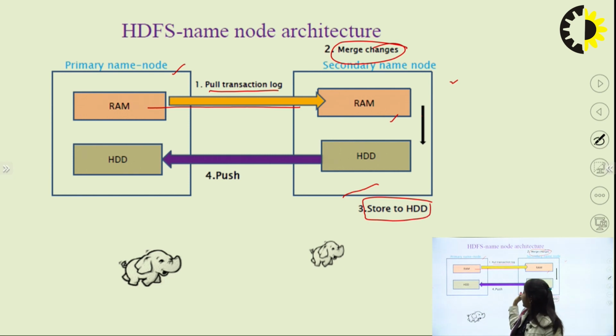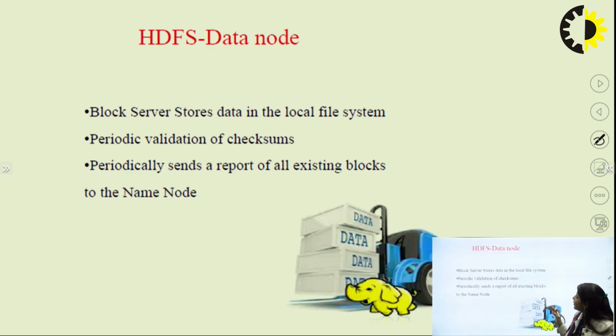After that, the secondary node will push all the changes. The final file is going to be pushed to the master name node. So this is how the Hadoop file system works.